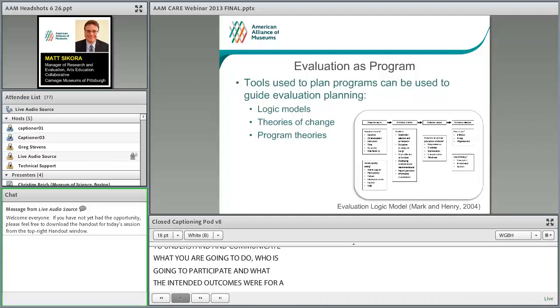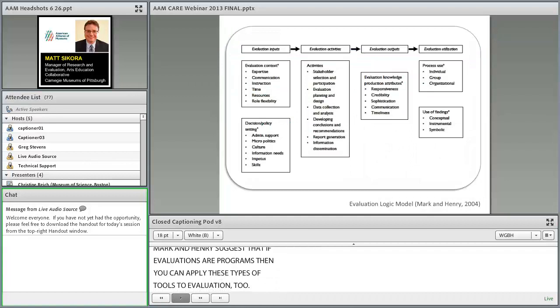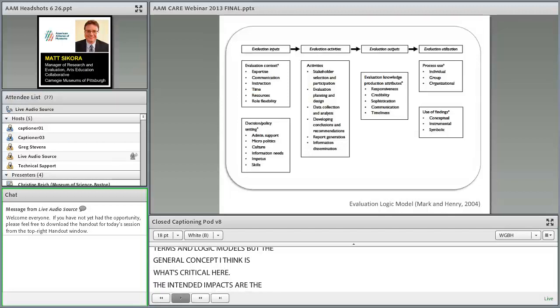Mark and Henry suggest that if evaluations are programs, then you can apply these types of tools to evaluation too. They even sketched out a basic logic model for evaluation. Here's their model. I think it's not so important what terms they use. Different people use different terms in logic models. But the general concept, I think, is what's critical here. The intended impacts are the goals which should guide the decisions you make when planning and implementing your evaluation program. Again, what do you hope staff will think, feel, or do as a result of engaging with evaluation?